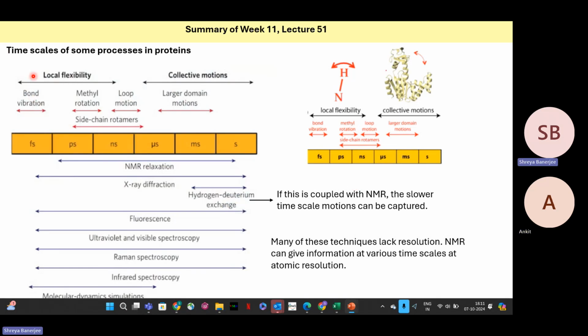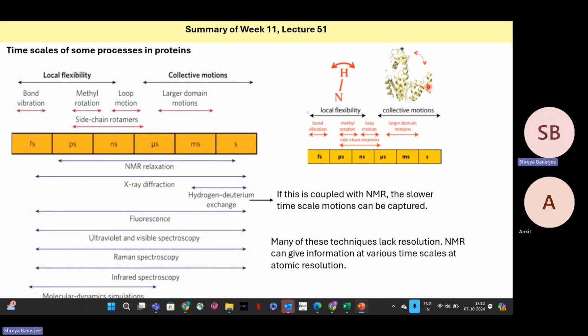Right. So as I was saying, there are several processes occurring in proteins, and each of these processes has different time scales. You can have local dynamics, which consist of vibration within a bond, or maybe a methyl group that is rotating, or a loop that is moving, or just the side chain of the amino acid rotating. These are all part of local motions, and they occur on faster time scales like nanosecond, picosecond, and femtosecond. Or you can have collective motions.